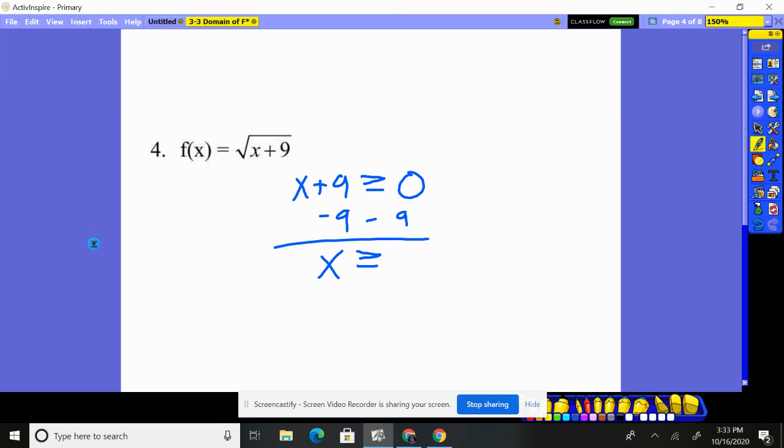x has to stay bigger than or equal to negative 9. As long as x is bigger than or equal to negative 9, we'll get a solution. If it's not, let's say negative 10, negative 10 plus 9 is negative 1. I can't take the square root of negative 1. So we write this solution as all real numbers such that x is bigger than or equal to negative 9. Whenever it's a radical, you simply take it and make sure that it stays greater than or equal to 0.